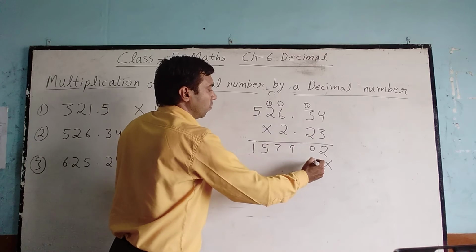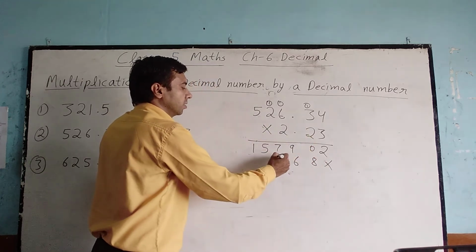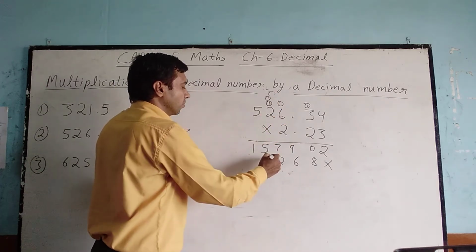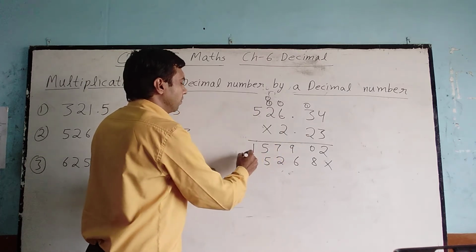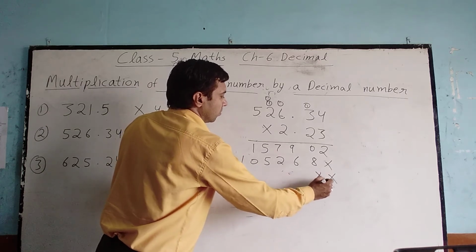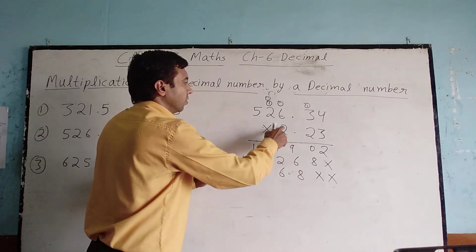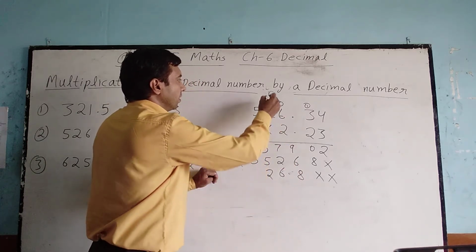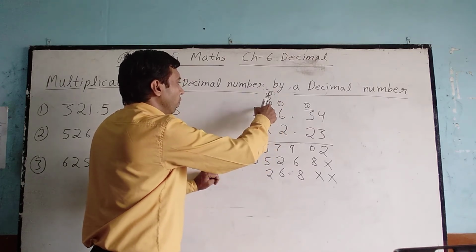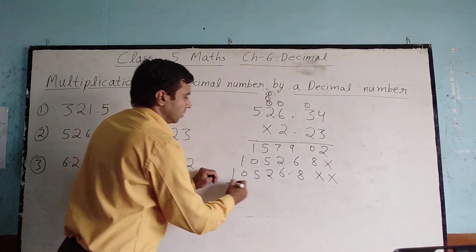2 multiply 4, 8. 2 multiply 3, 6. 2 multiply 6, 12. Write 2 here, 1 carry. 2 multiply 2, 4. 4 plus 1, 5. 2 multiply 5, 10. Now put 2 cross. 2 multiply 4, 8, 2 multiply 3, 6, 2 multiply 6, 12, write 2 here, 1 carry, 2 multiply 2, 4, 4 plus 1, 5, 2 multiply 5, 10.